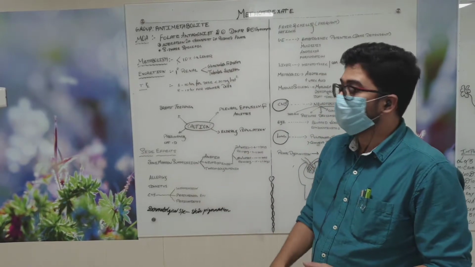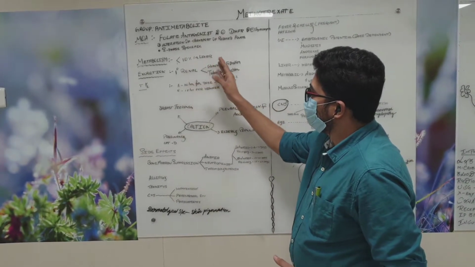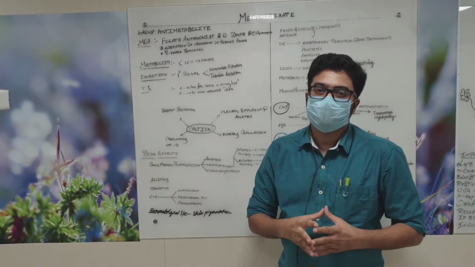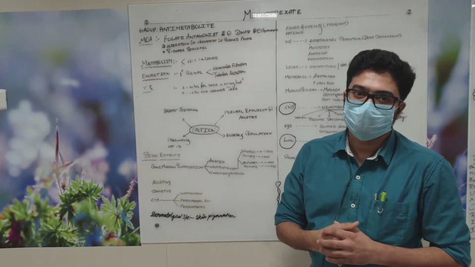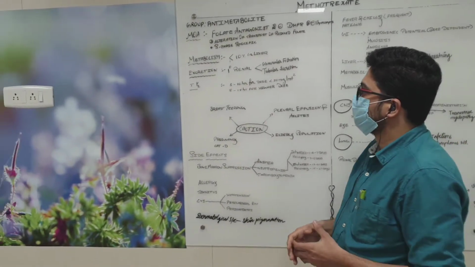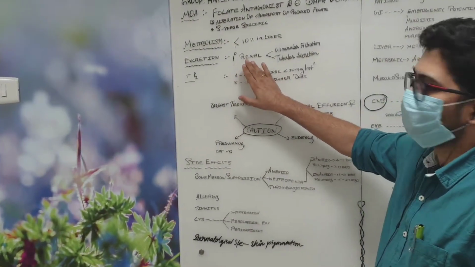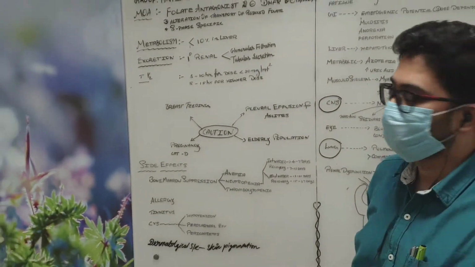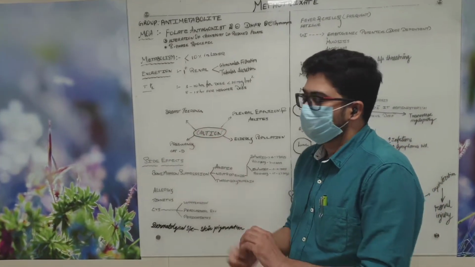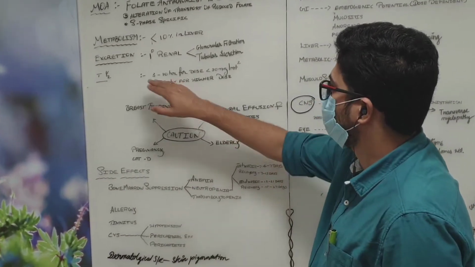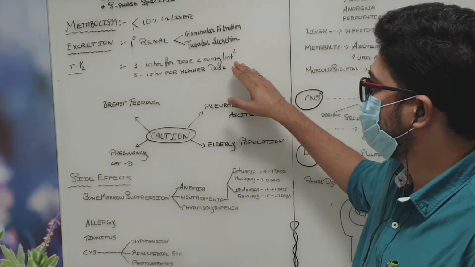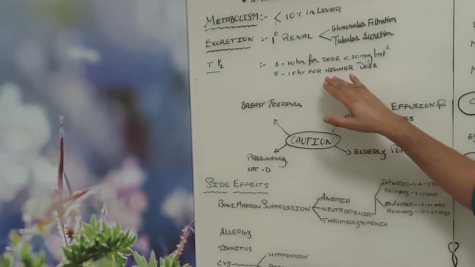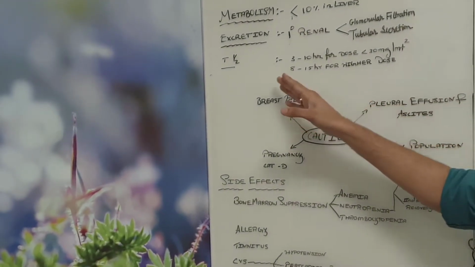It's metabolized less than 10% in the liver, and the rest goes into the third spaces, for which we'll be seeing the side effects of this drug and the contraindications. 90% of it is excreted by the kidneys by glomerular filtration and tubular secretion. The T half of the drug is dose dependent. If the dose is less than 30 mg per meter square, it has a half-life of 3 to 10 hours, whereas for higher doses, the T half is 8 to 15 hours.